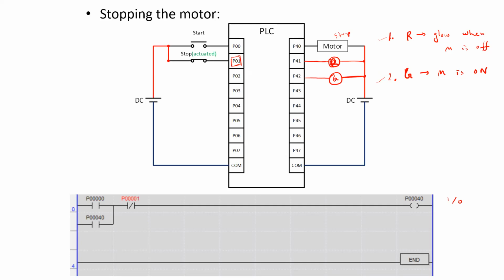Okay, let us focus on the first one. First of all, you said a NOT operation with the motor. Let me start from here. You are saying a NOT operation, so I am taking a normally closed contact, right? What should be the address of this contact? P41.